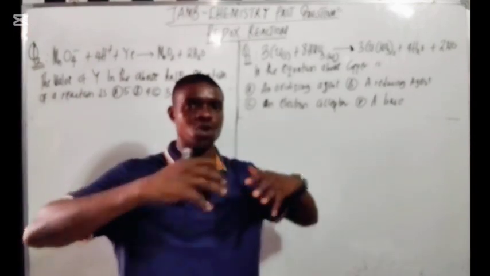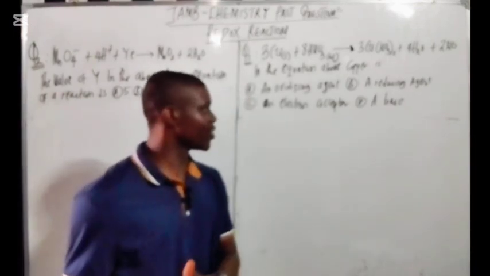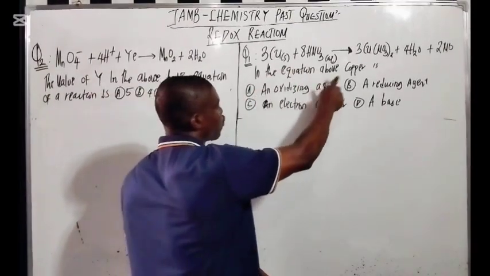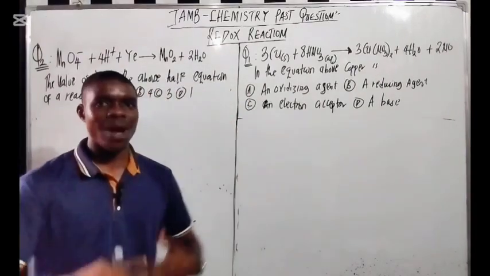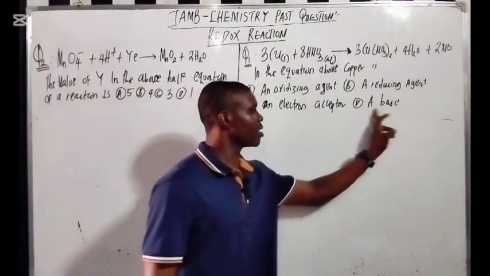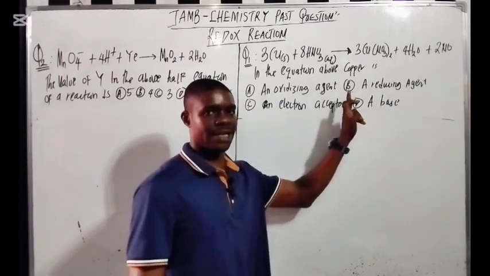So once you detect the one that is oxidation, what happens here? You can really know the oxidizing and reducing agent. Now look at something here. Look at this question. You see that in the equation above, is copper an oxidizing agent? Is it a reducing agent? What are they asking here? These two electron acceptor, it does not mean a base. So the main thing here is these two things here, right?